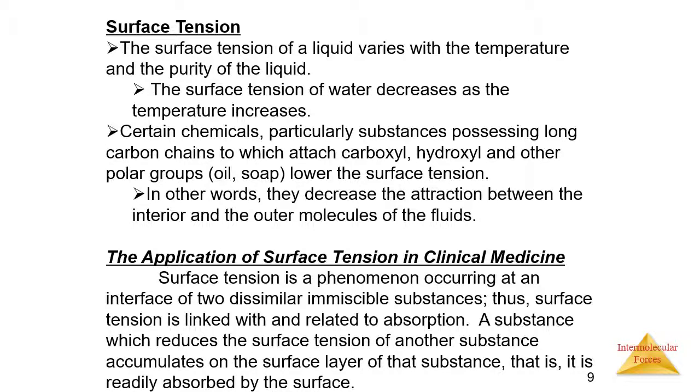The surface tension of a liquid varies with the temperature and the purity of a liquid. The surface tension of water decreases as the temperature increases. Certain chemicals, particularly substances possessing long carbon chains, will lower surface tension. In other words, they're going to decrease the attraction between the interior and the outer molecules of those fluids.